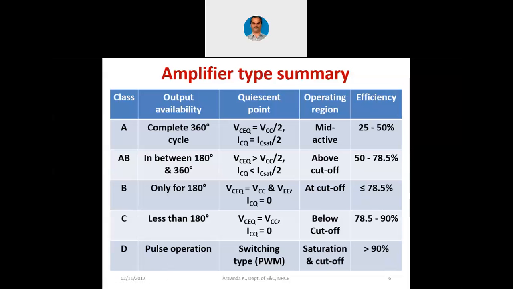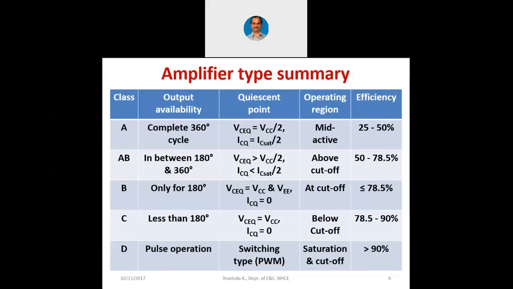See, the efficiency of class D is more than 90%. That way, the efficiency of your mobile phone chargers, or the SMPS circuits inside the desktop computers, or the SMPS circuits inside the television sets, they all have efficiency of more than 90%. You can observe this directly.